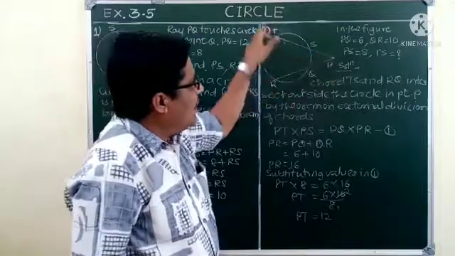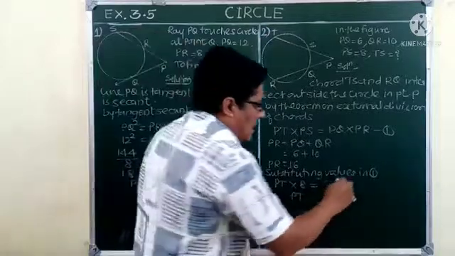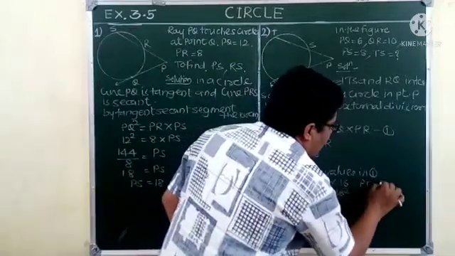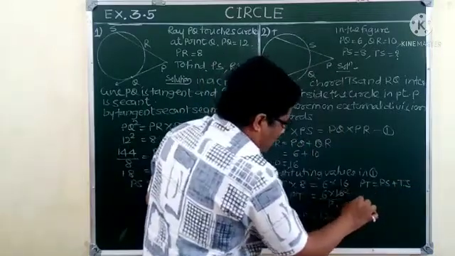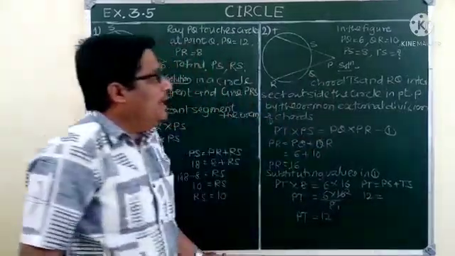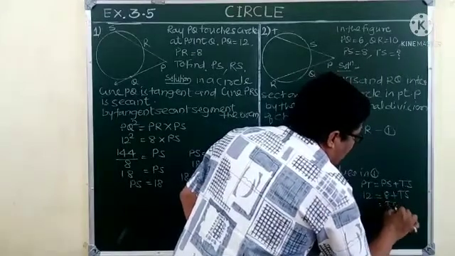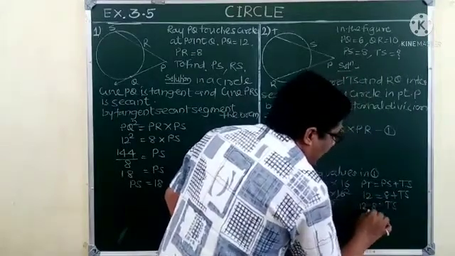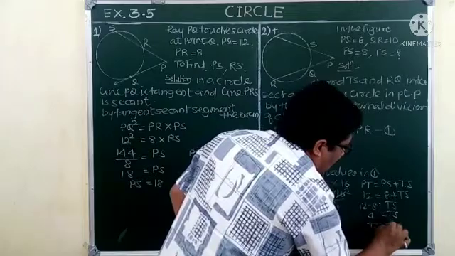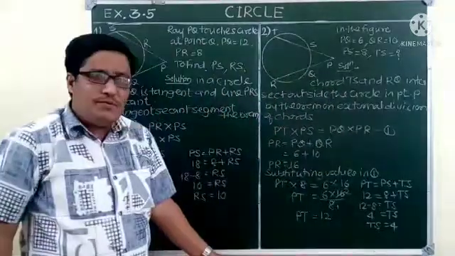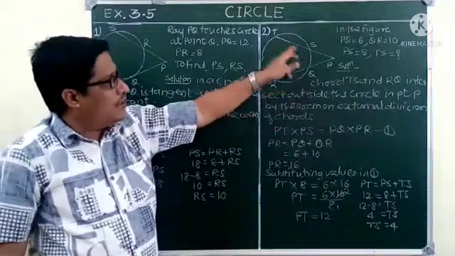मग आता PT ची किंमत कळाली आहे, त्यानंतर PS ची किंमत माहिती आहे, याच्यावरून आपल्याला TS ची किंमत काढता येते. So here we will write PT is equal to PS plus TS. PT is 12 is equal to PS is 8 plus TS. So TS is equal to 12 minus 8, that is 4 is equal to TS. So in this way we can use this theorem on the external division of chords.